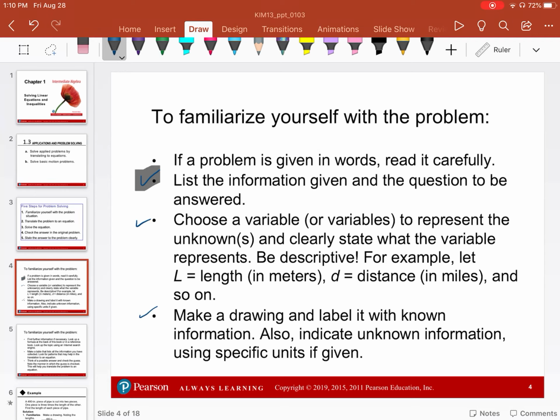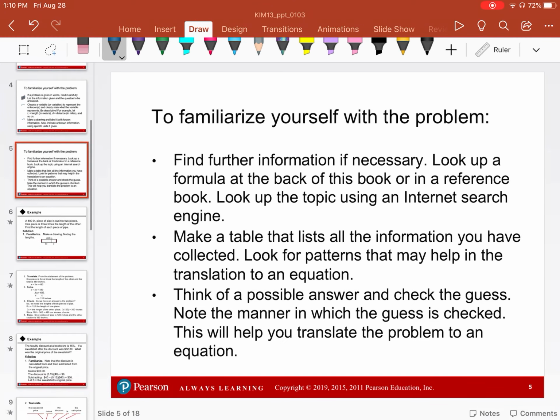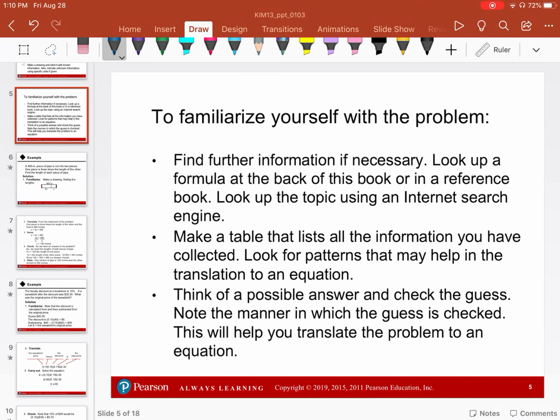Next, you want to make a drawing and label it with known information. Also, indicate unknown information using specific units if given. You also want to find further information if necessary. Look up a formula at the back of the book or Google it, or in a reference book, look up the topic using an internet search engine.